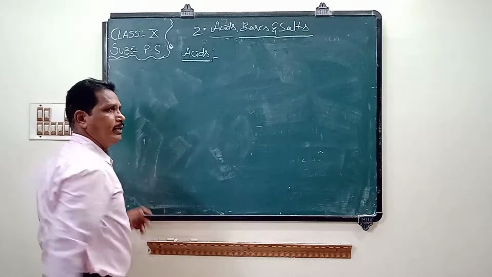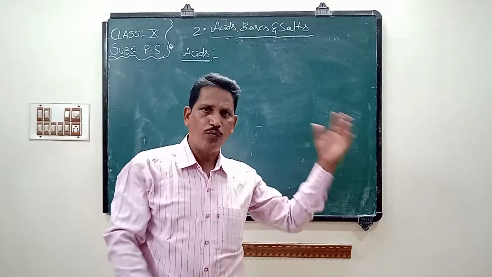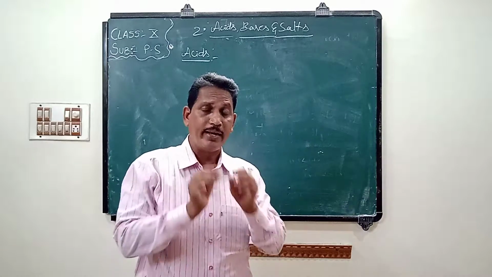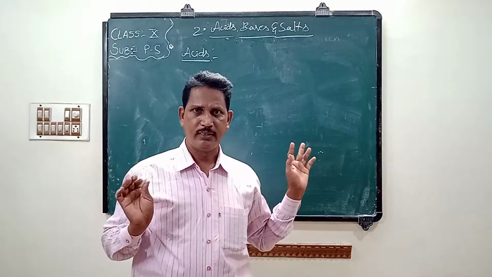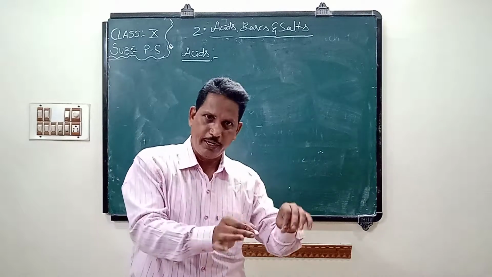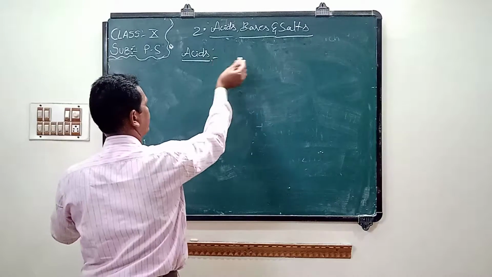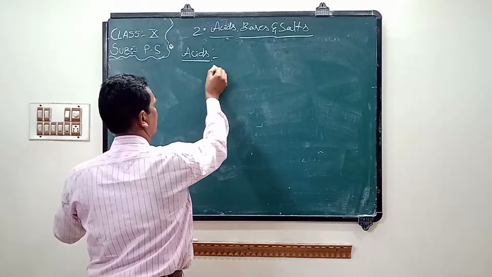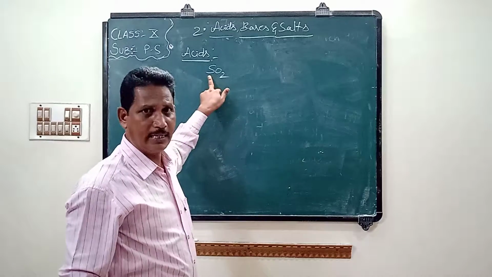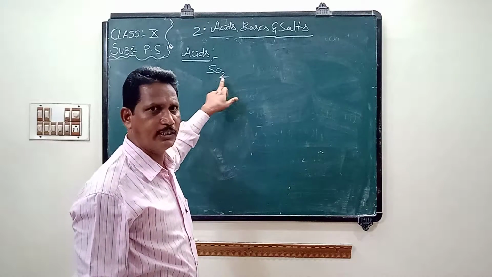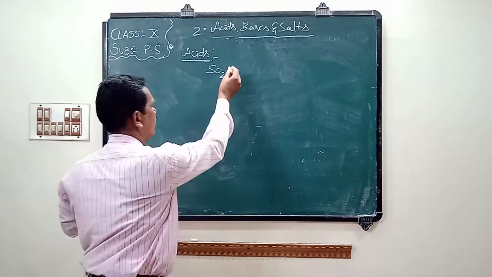Formation of acids: non-metallic oxides are dissolved in water to form acids. For example, SO2. SO2 is a non-metallic oxide. Here S is sulfur, a non-metal. Sulfur reacts with oxygen to form a non-metallic oxide, sulfur dioxide, which is dissolved in water.